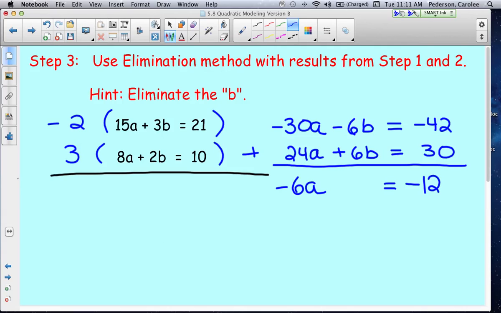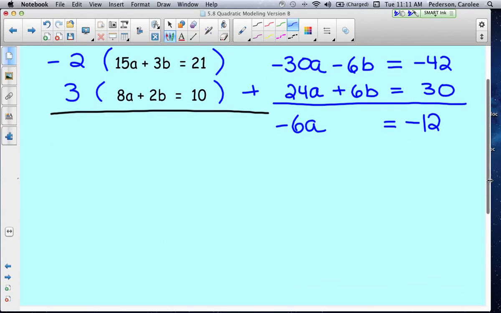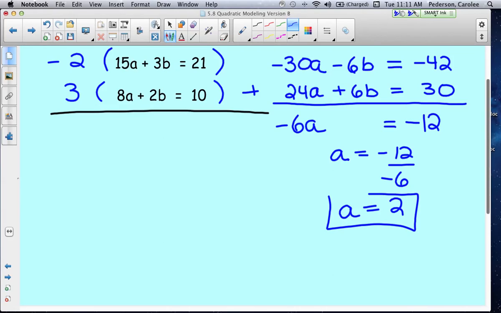What happens is now I'm down to a single variable, a. So I can continue solving this equation for a. So I would divide both sides by negative 6. And I get a to be 2. I've now found one of my variables in my system.